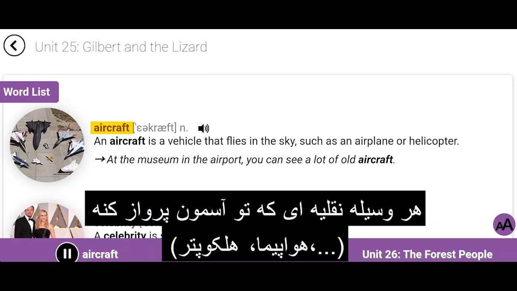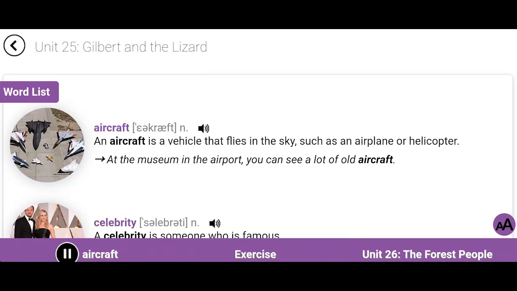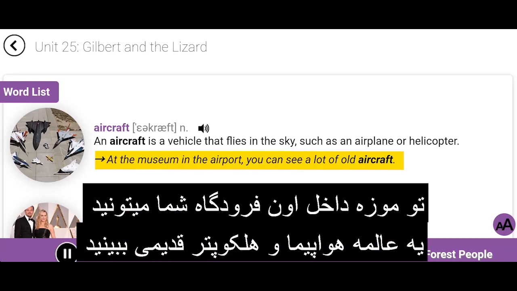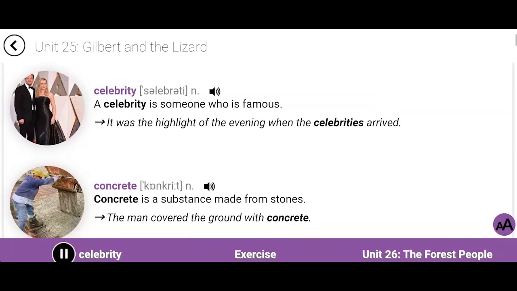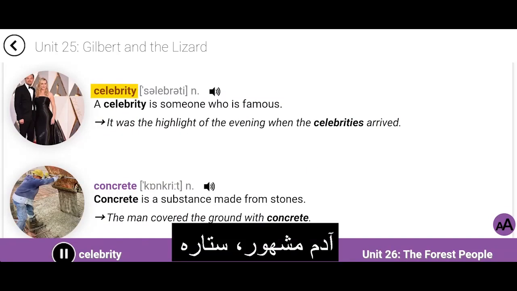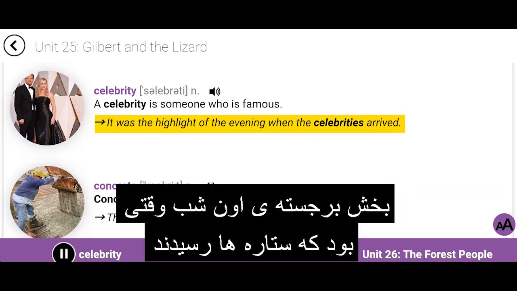Aircraft. An aircraft is a vehicle that flies in the sky, such as an airplane or helicopter. At the museum in the airport, you can see a lot of old aircraft. Celebrity. A celebrity is someone who is famous. It was the highlight of the evening when the celebrities arrived.